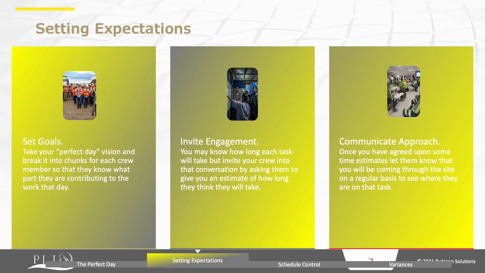And then communicate your approach. Once you've agreed on what your time estimates are going to be, let them know that you're going to be coming through the site on a regular basis to see where they are at on that task. And that's really important so that there's no surprises. And this is where a lot of people get stuck on the idea of micromanagement. This is not micromanagement. This is managing for performance, a very different concept altogether.